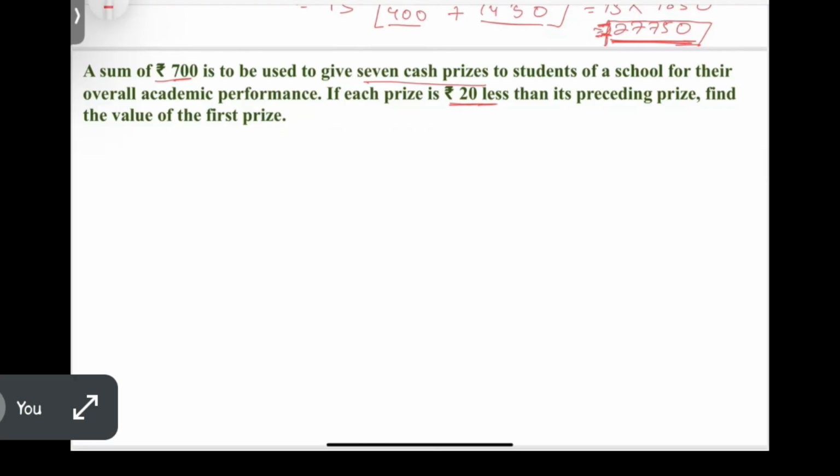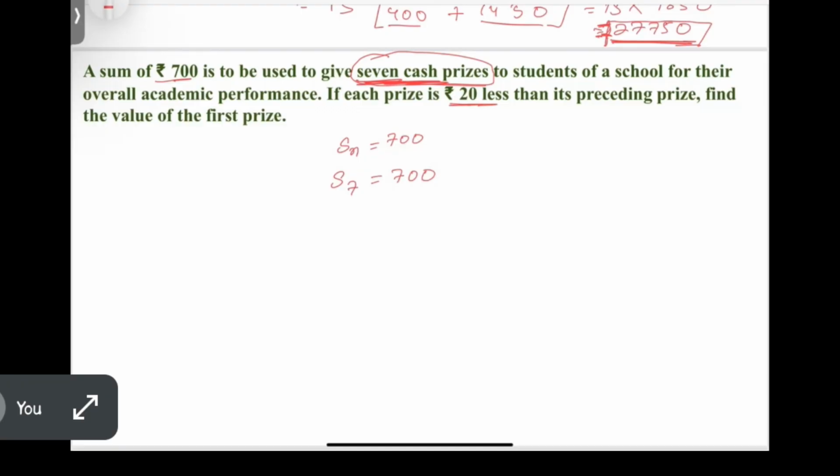So here we don't have any A or D, but one thing is given, the sum of the terms Sn is given as 700. But what is n here? We are talking about 7 cash prizes. That means S7 is given as 700, because 7 cash prizes means we are talking about 7. And next is, each prize is 20 less than the preceding prize.